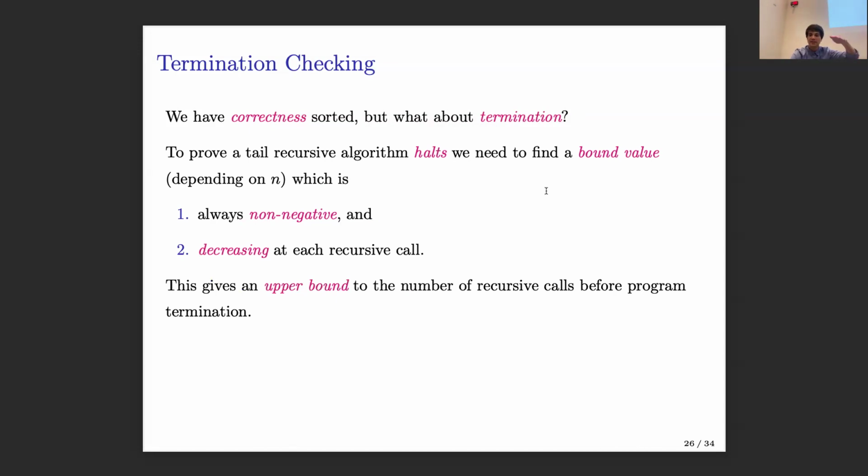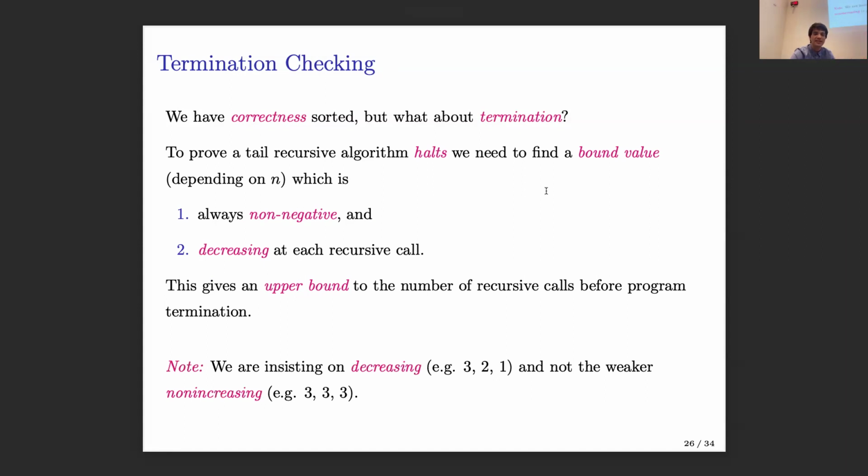So this gives an upper bound to the number of recursive calls that we can make before making the next recursive call. And thereby, if the number of recursive calls is always non-negative and always decreasing at every invocation, it has to hit 0. It's a positive sequence of monotonically decreasing integers that has to go to 0, has to.